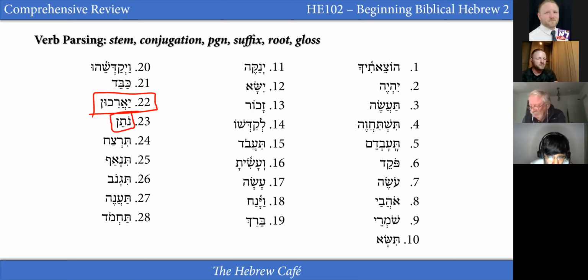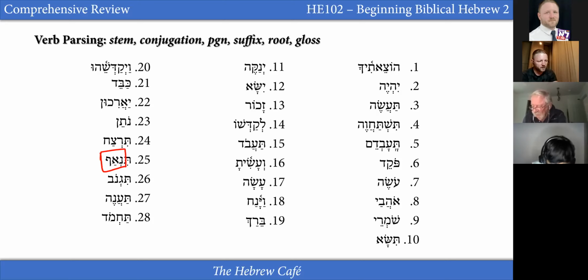Noten is a participle, masculine singular. Obviously here it's the absolute, meaning he gives, giving. Tirtzach means you will kill, you will murder. It's the Qal imperfect second masculine singular of ratzach. Ratzach means he killed, he murdered.